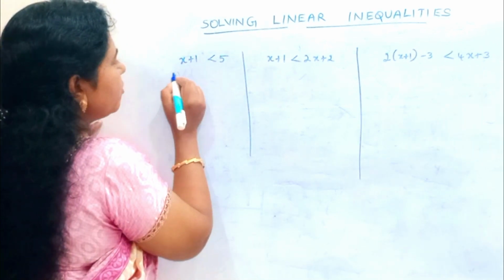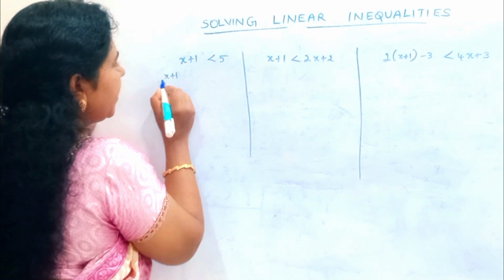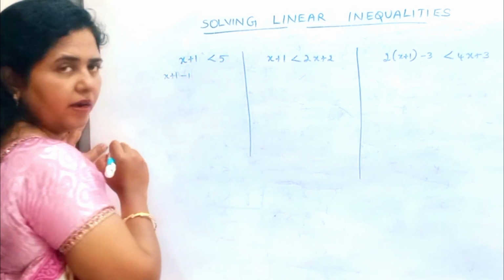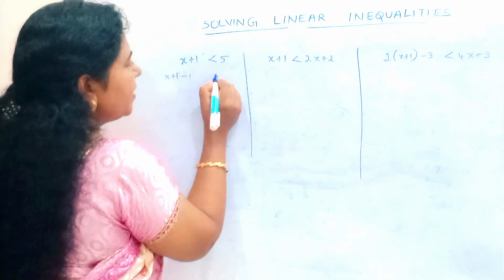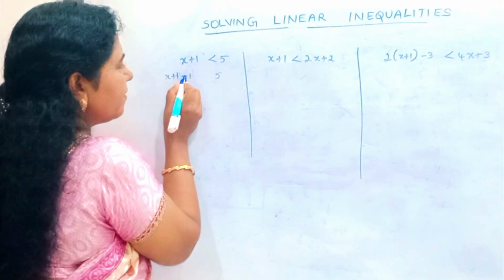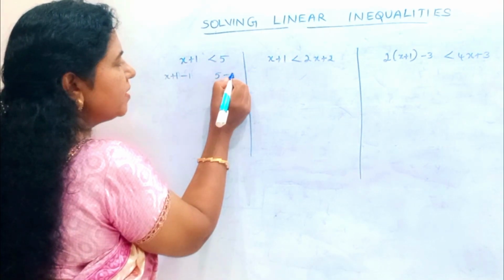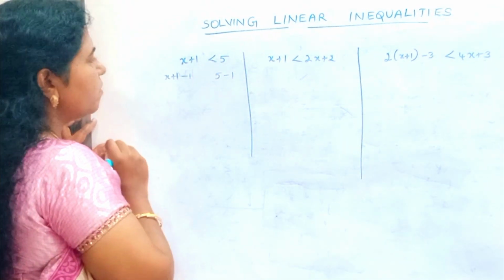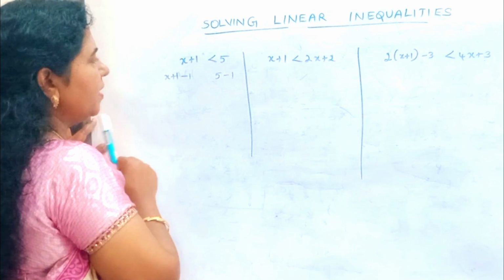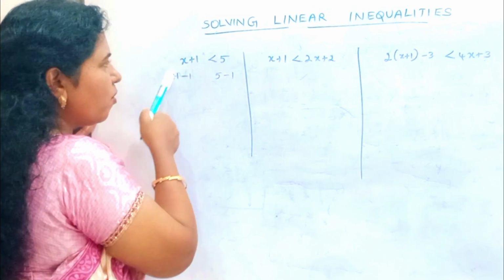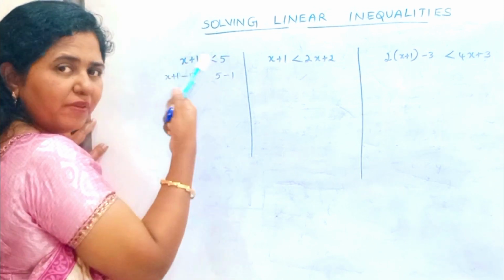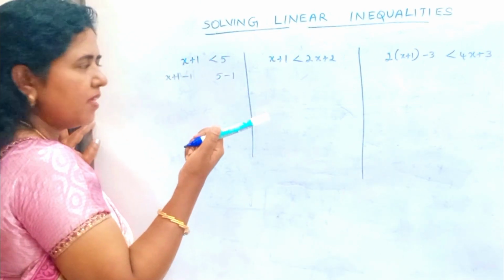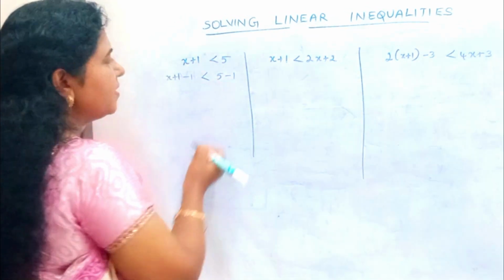So on the left hand side, x plus 1 is already present. I am going to insert a minus 1 to that. On the right hand side it is 5, so I have to insert the same thing there also: 5 minus 1. Now what happens to the sign? I have subtracted 1 from both sides. When we are subtracting, the sign of inequality doesn't change. We have already seen this, so we will have the same sign.